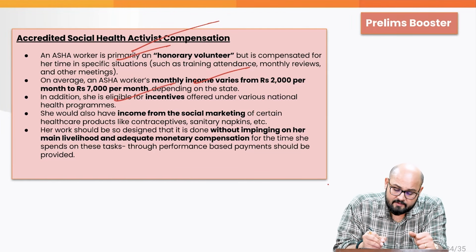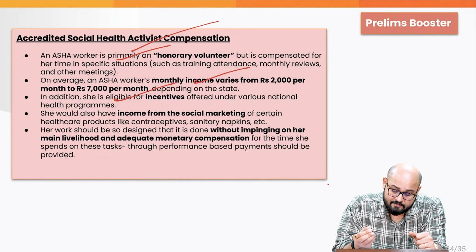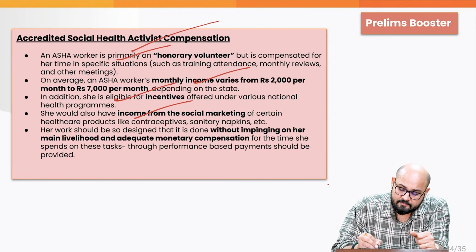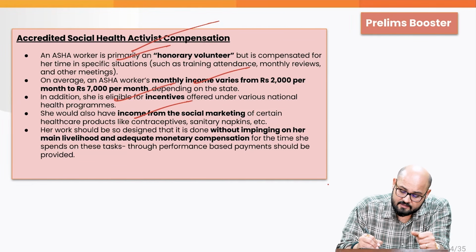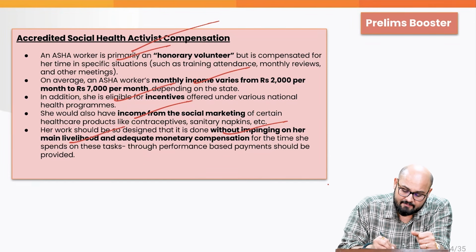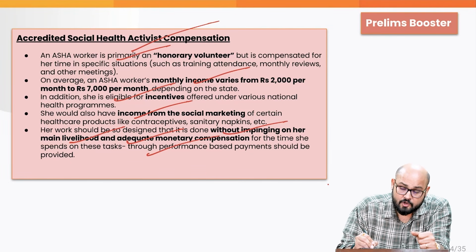In addition, she is eligible for incentives offered under various national health programs. She would also have an income from the social marketing of certain healthcare products like contraceptives and sanitary napkins. Her work should be designed so that it is done without impinging on her main livelihood, and adequate monetary compensation for the time she spends on these tasks through performance-based payments should also be provided.